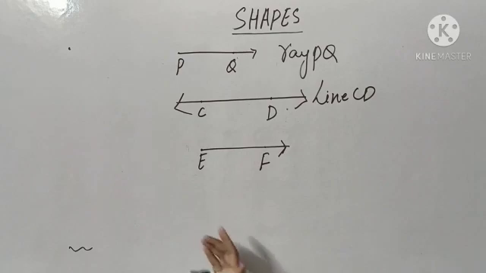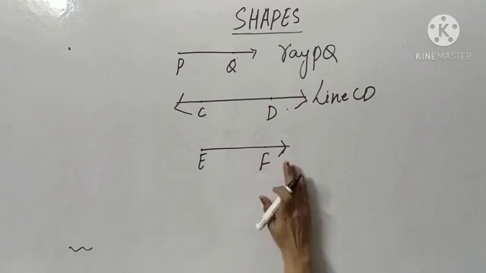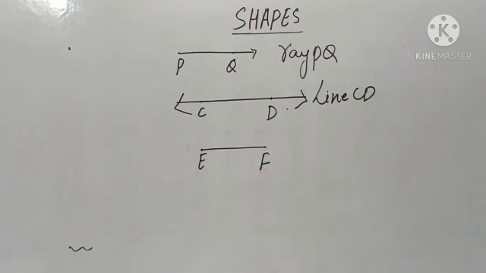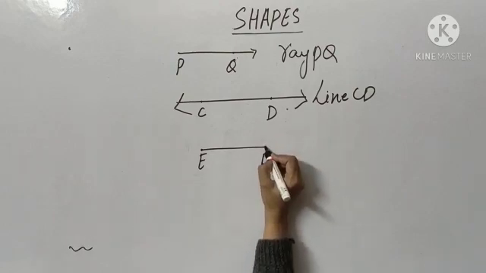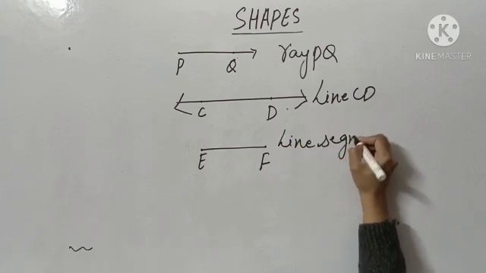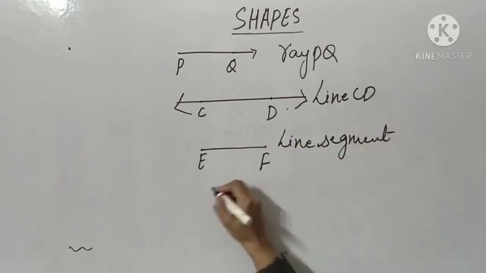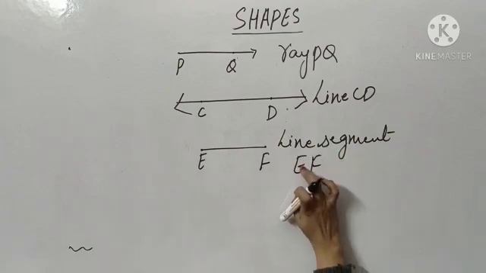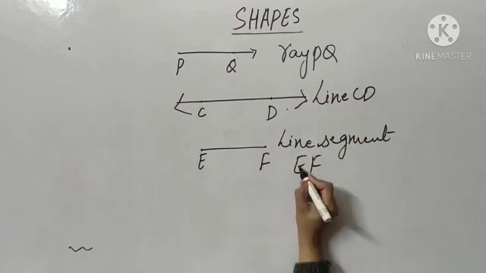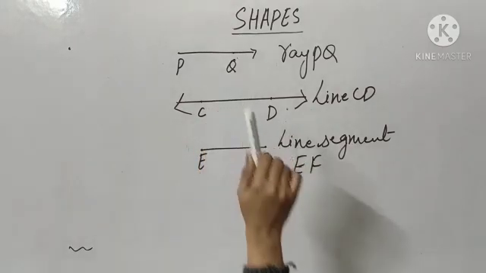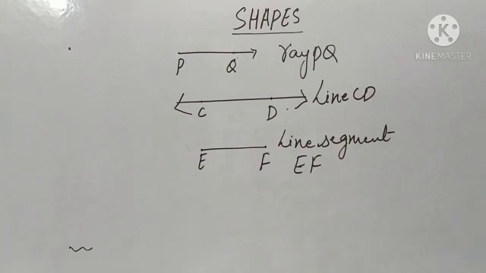Yes. Now, what is this? Oh, again I have drawn ray only. Sorry. What is this? This is my line segment. And what is the name of line segment? EF. So in this way, this is my ray, this is my line, and this is my line segment. I hope you understood. Thank you.